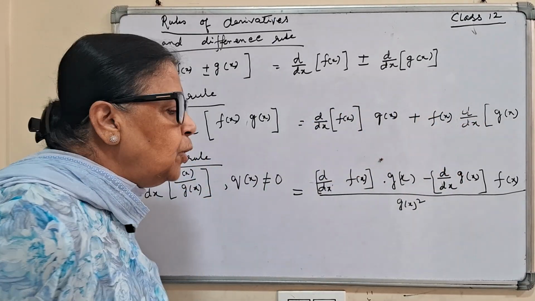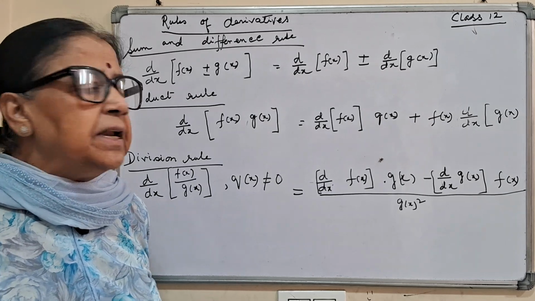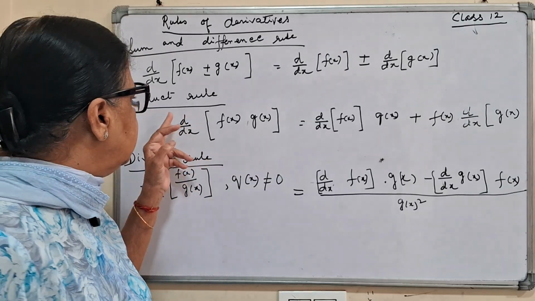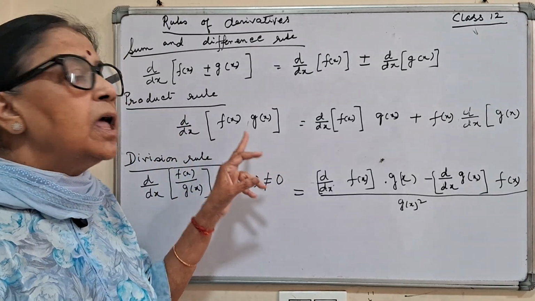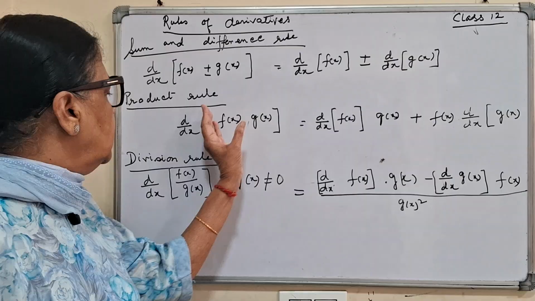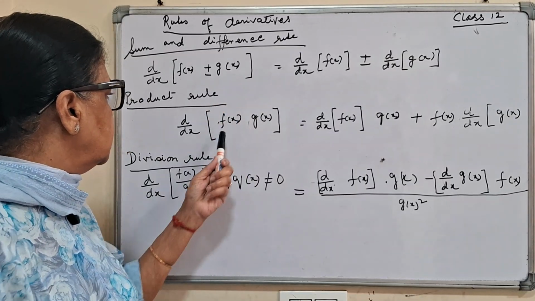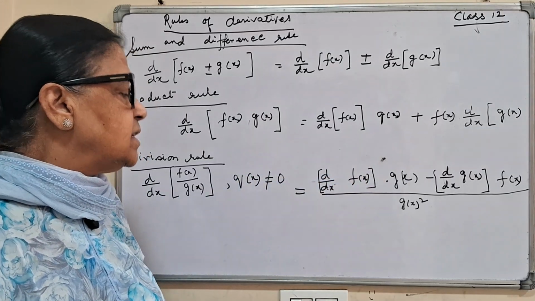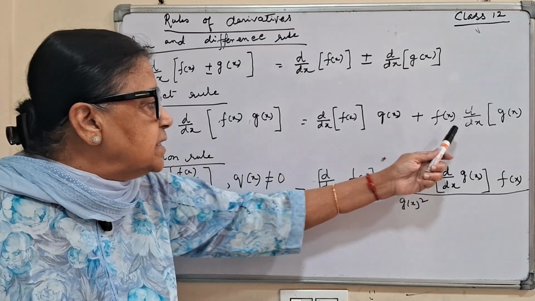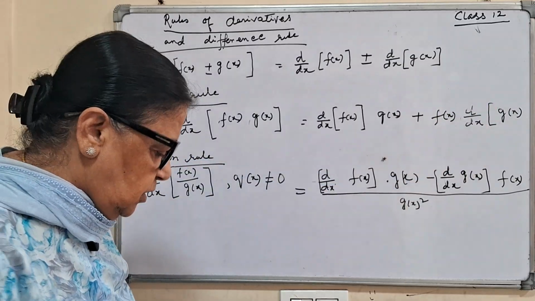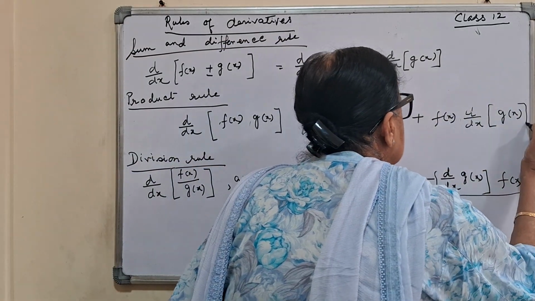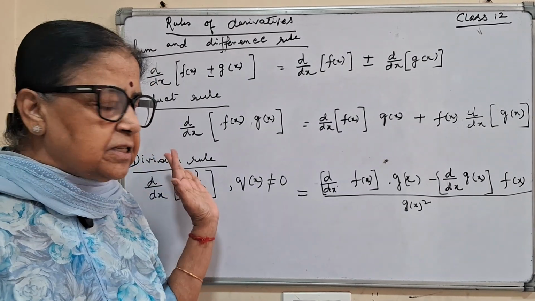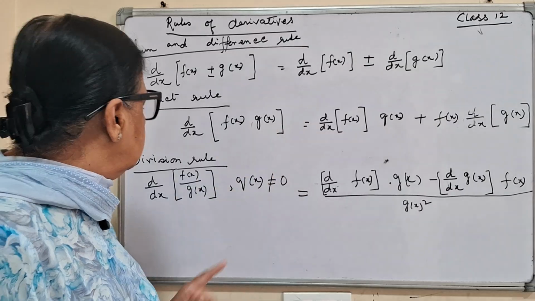The product rule. Last lecture I told you that d/dx of f(x)g(x), that is a product, will be: we find the derivative of the first function and keep the second function as it is, plus the first function as it is, then the derivative of the second function. Last lecture we did the sums on this.